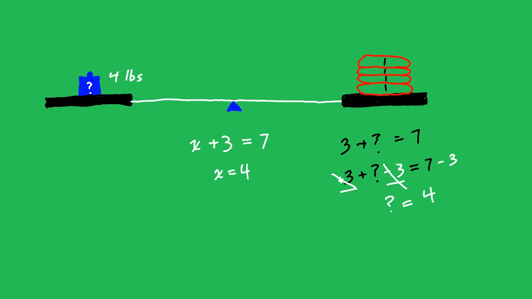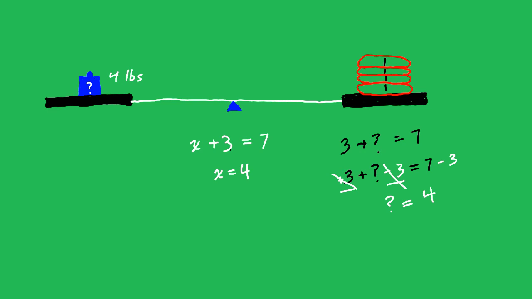Now, I have a little club that I'm the founder of, and I'd like you to become a member. It's called Equations Club. And the first rule of Equations Club is what you do to one side of an equation, you must do to the other side. And the second rule is what you do to one side of an equation, you must do to the other side. Always.